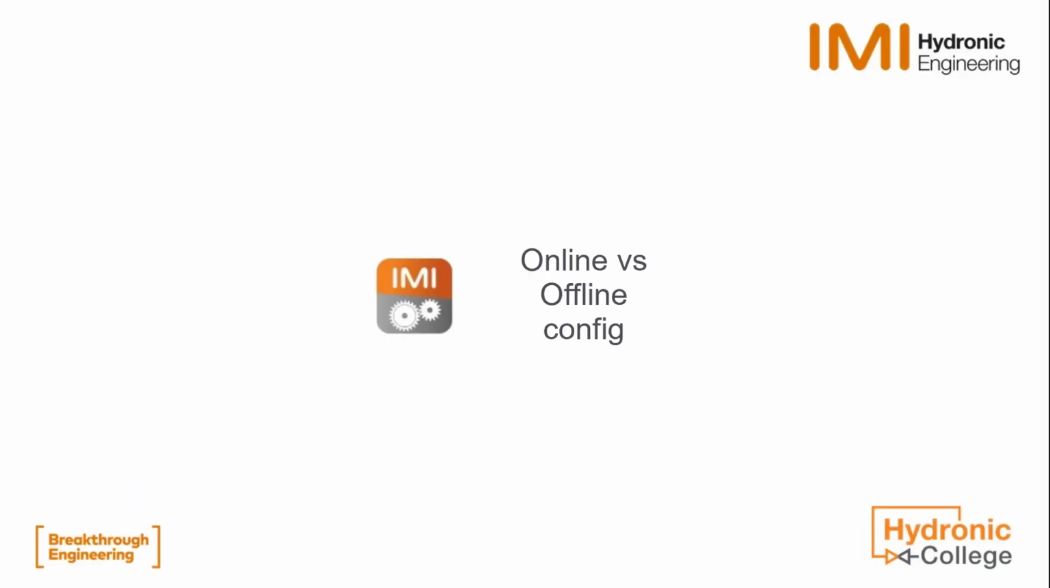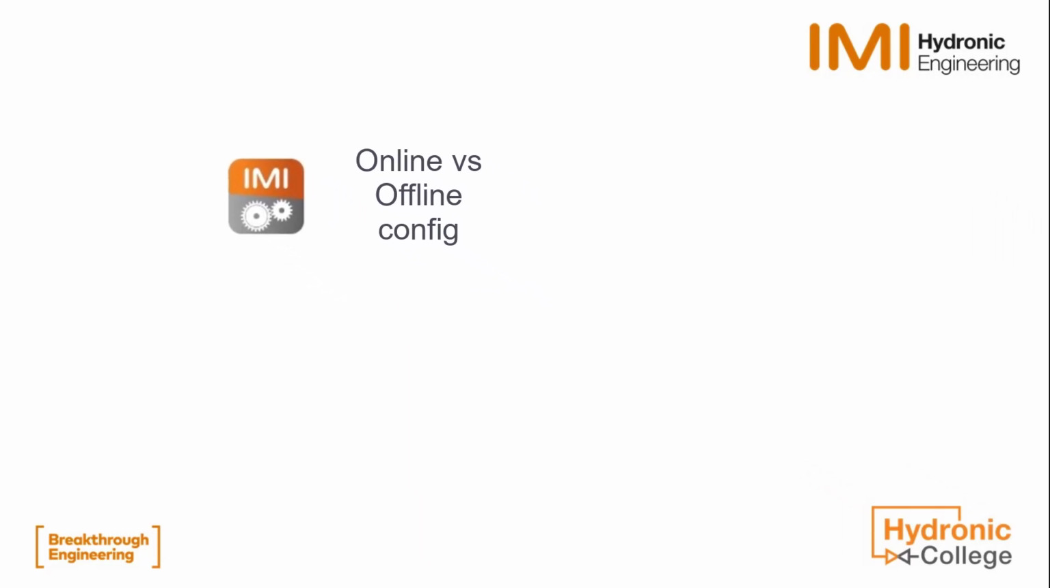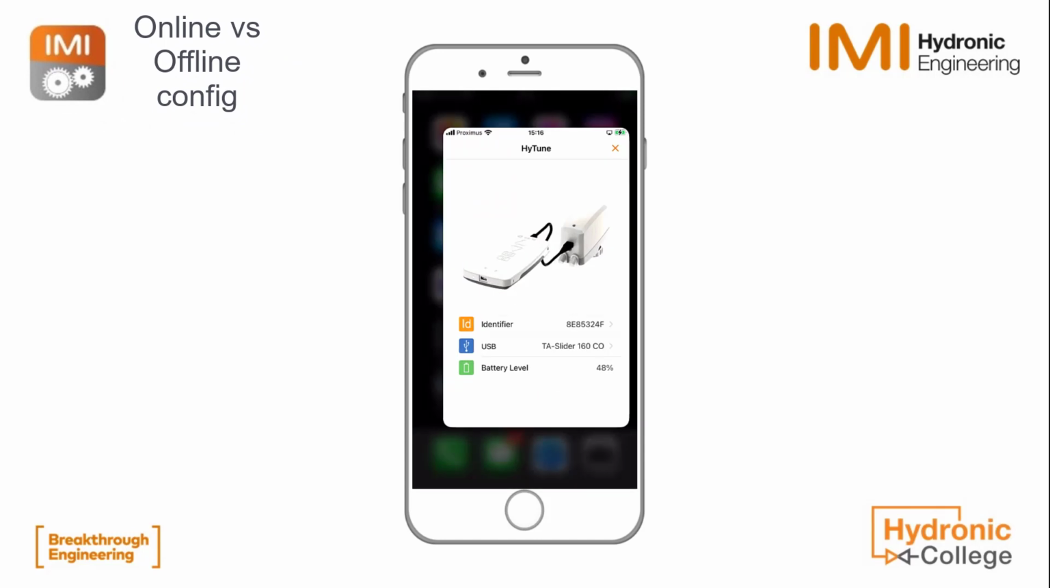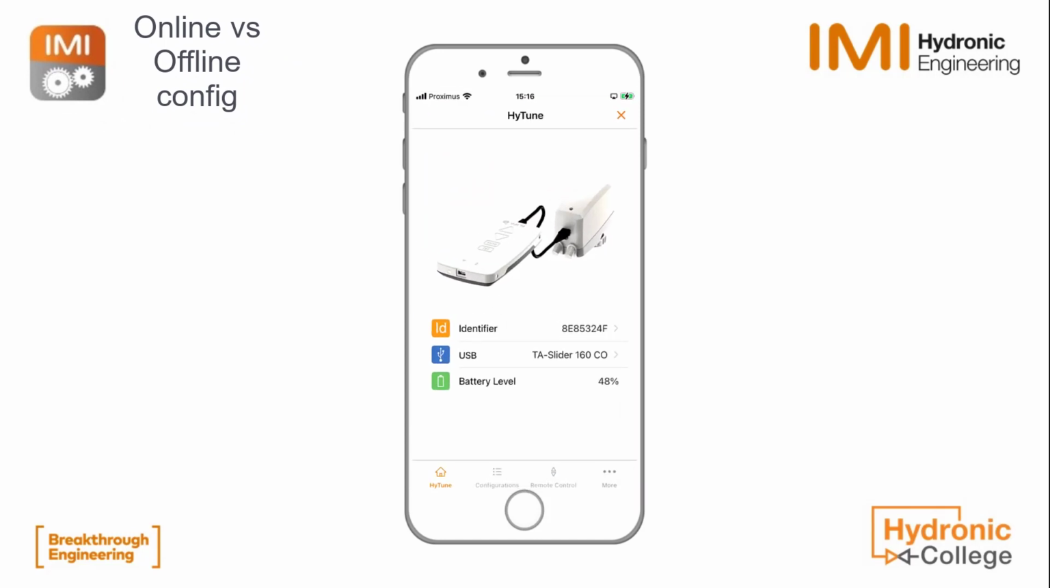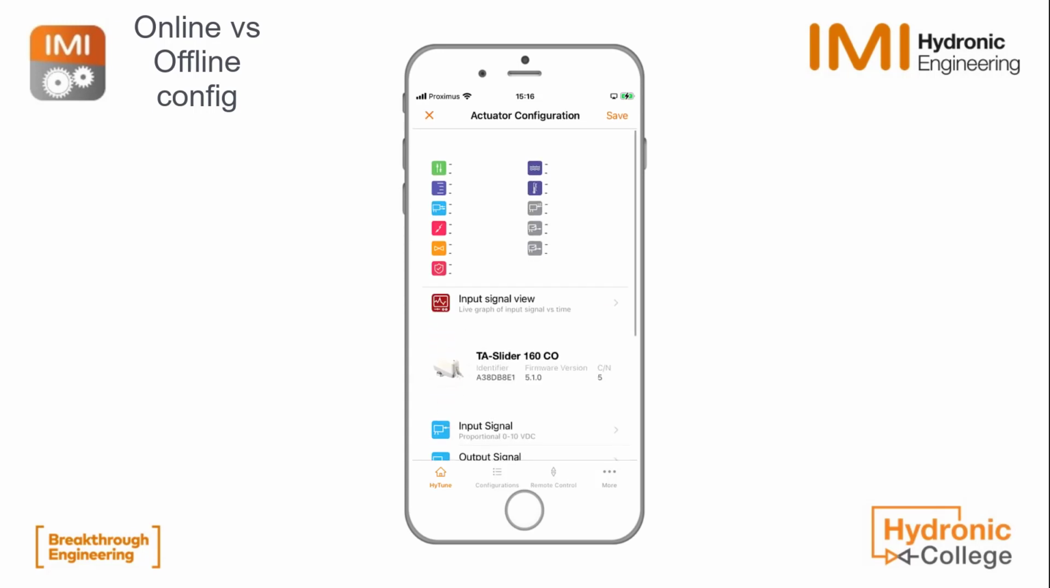In this video, we'll show you what the difference is between the online and offline configuration. Open the HyTune app, and then in first instance, if you click on the TA slider picture or on TA slider 160 changeover, we get into the configuration screen of the slider that we are connected to.